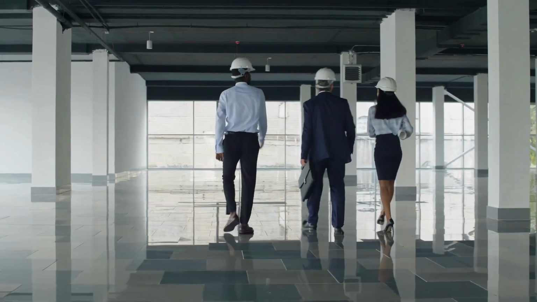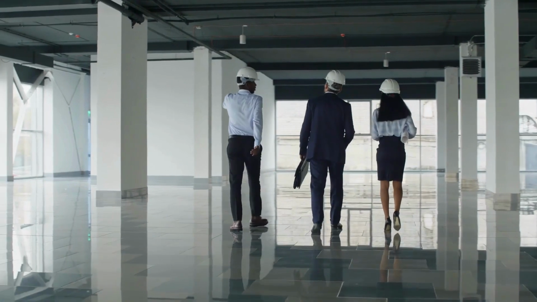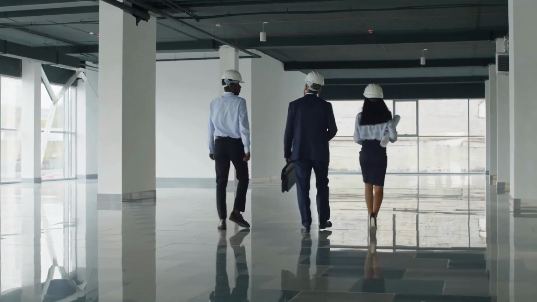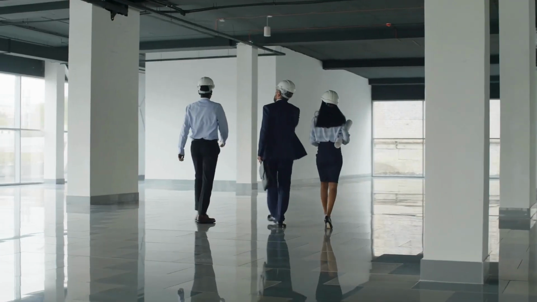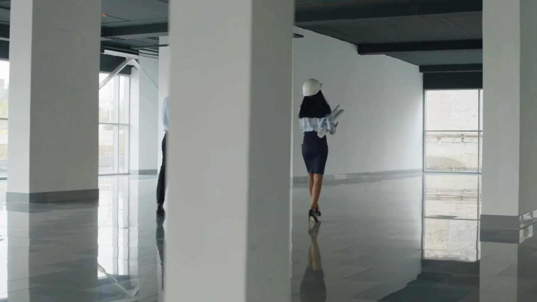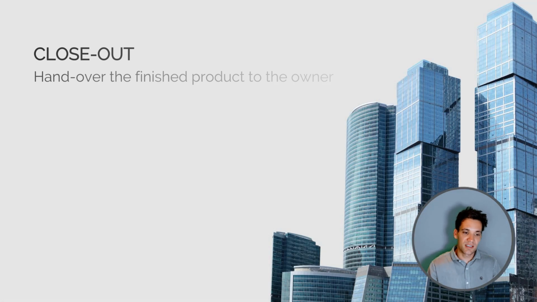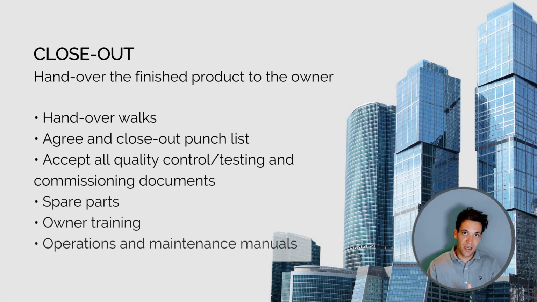Then the final step is when we've finished the project, we've proved everything functions as required. We now have to hand it back over to the owner. We have to pack up our site sheds, demobilize from site, and give the owner, the project developer, a finished project. So we'll conduct things like handover walks, joint defect inspections. We'll agree and close out the punch list. They'll accept all our quality assurance documentation, any witness testing and commissioning.